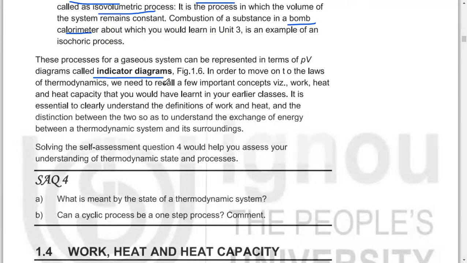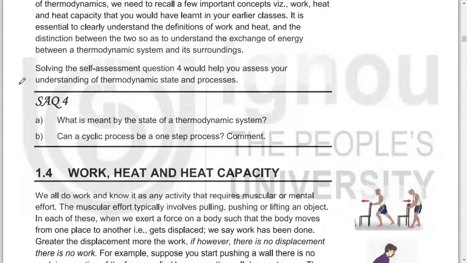In order to move on to the laws of thermodynamics, we need to recall a few important concepts of work, heat, and heat capacity that you would have learned in your earlier classes. It is essential to clearly understand the definition of work and heat and the distinction between the two, so as to understand the exchange of energy between a thermodynamic system and its surroundings. Solving self-assessment question 4 would help you assess your understanding of thermodynamic state and processes.